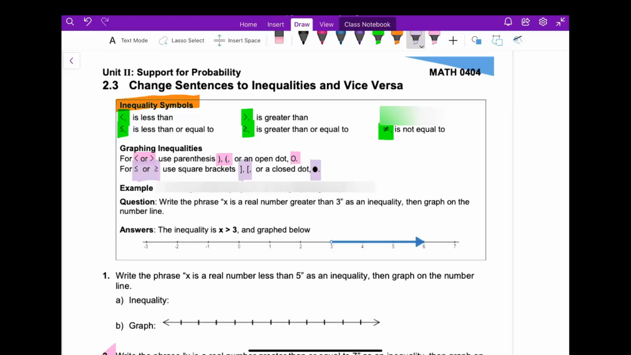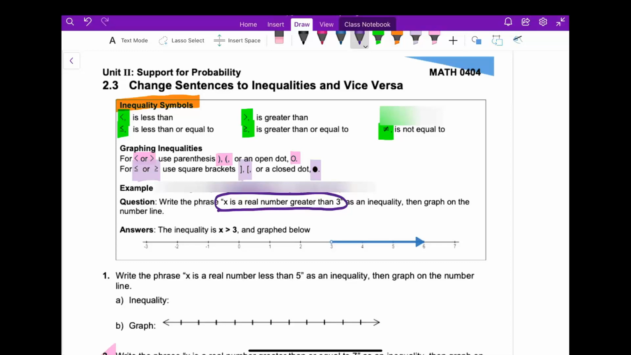Let's go ahead and look at an example. It says, write the phrase x is a real number greater than 3 as an inequality. So our focus in this section is to write these phrases out. I have a phrase here, and we're going to write it out as a numerical statement. Right here you have it in words, and we're going to take care of it in numbers. Then graph it on the number line.